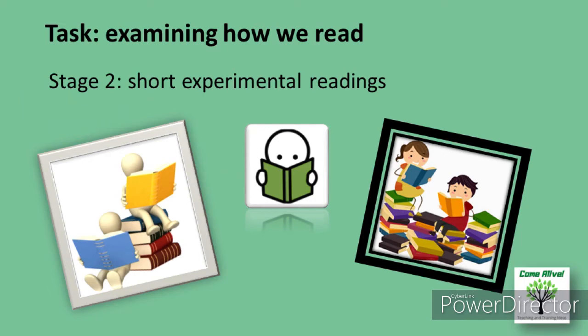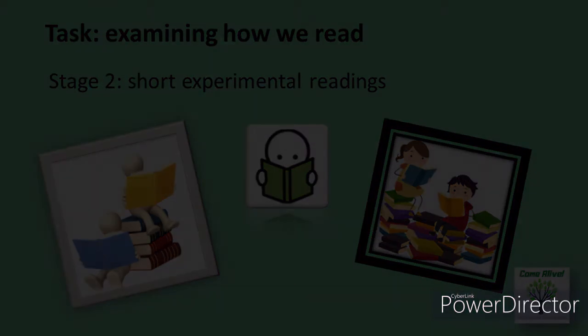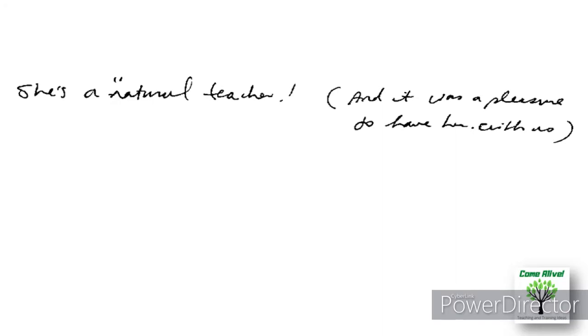The next task is examining how we read. Stage 2, we will have short experimental readings. Now try reading some short texts and see whether the results make any difference to or confirm your answers. If you look at the next slide, you will probably be able to read the words with a little difficulty. Could you read it?